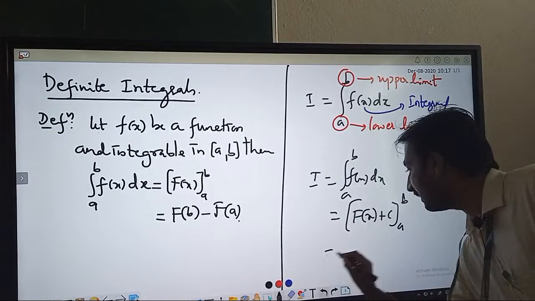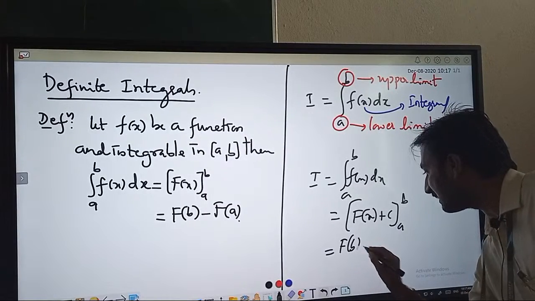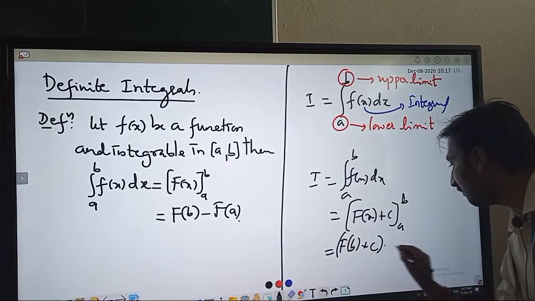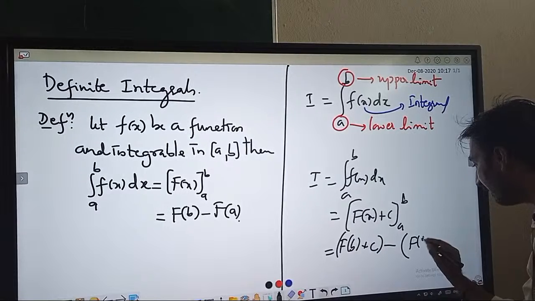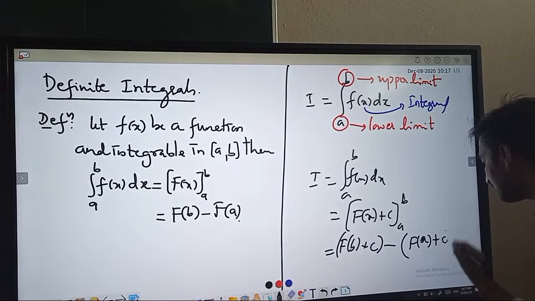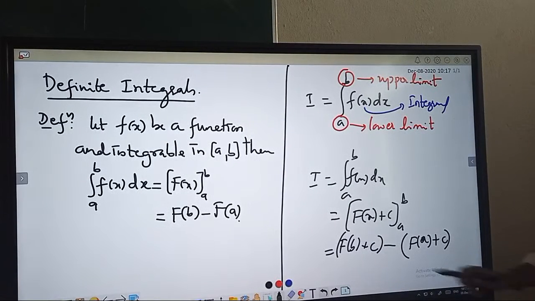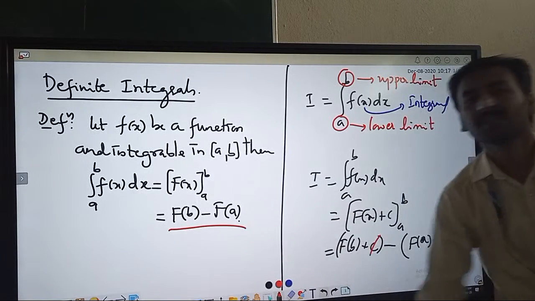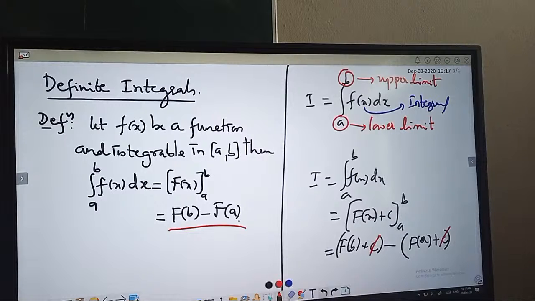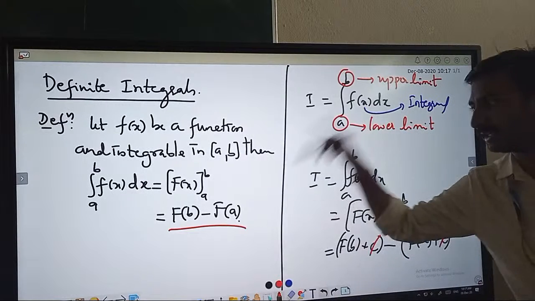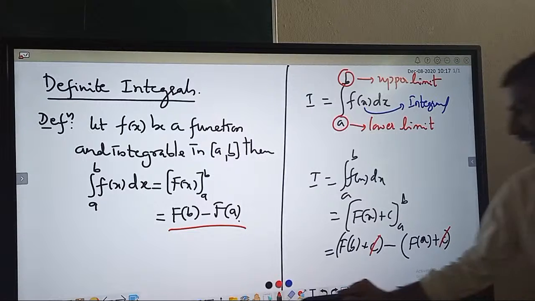What is the upper limit? This is F of b plus c. This is the upper limit minus F of a plus c, correct? Then plus c and minus c, both will vanish here. Every time, in any case, c will vanish. What exactly are you getting? F of b minus F of a only. Yes, please note down this part.